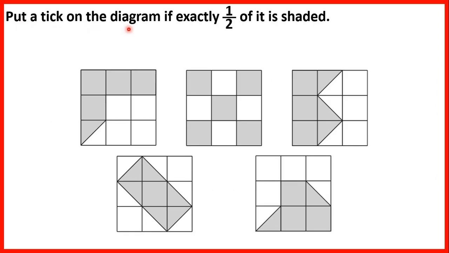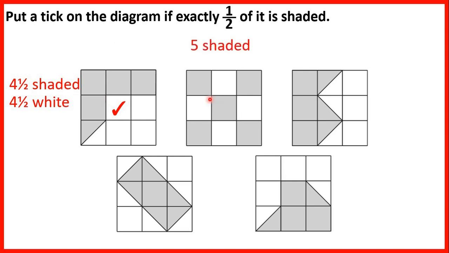Put a tick on the diagram if exactly 1/2 of it is shaded. So if we look at this diagram here, we can see that we have 4½ squares that are shaded and 4½ that are white. So because we have the same number of shaded squares and white squares, we know that half of this shape must be shaded.